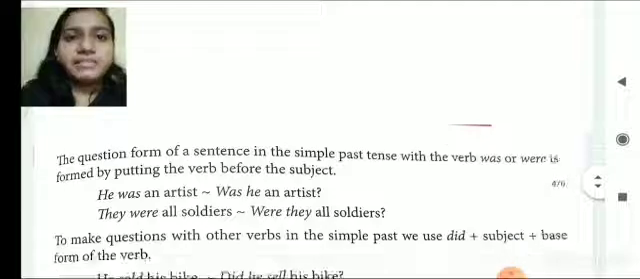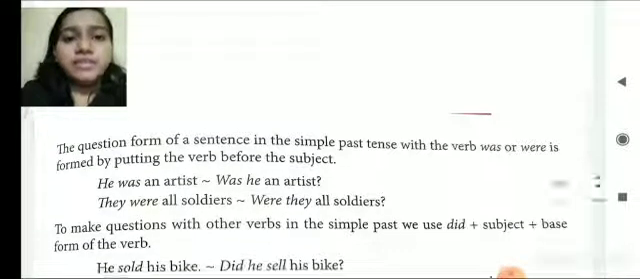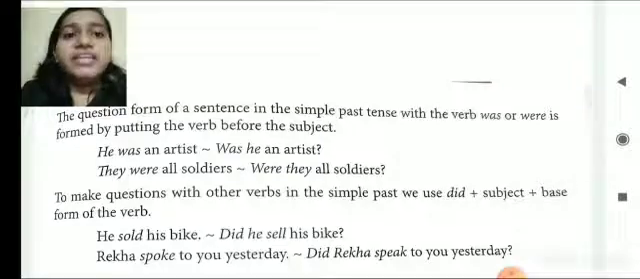In order to convert the same sentences into the question form, we will use the verb before the subject. So let's see the example. He was an artist. Was he an artist? They were all soldiers. Were they all soldiers? So here, in order to make the questions, we will use verb plus subject plus other parts of the sentence, ending with the question mark.